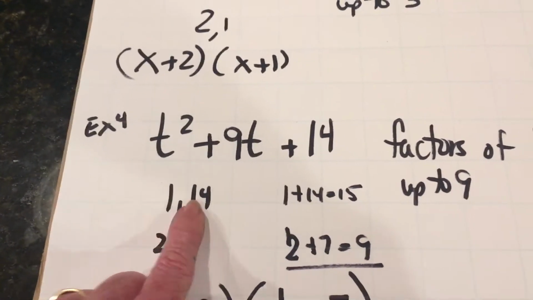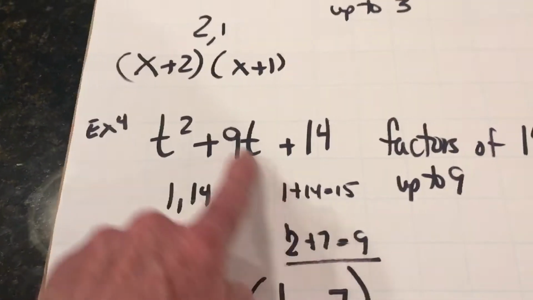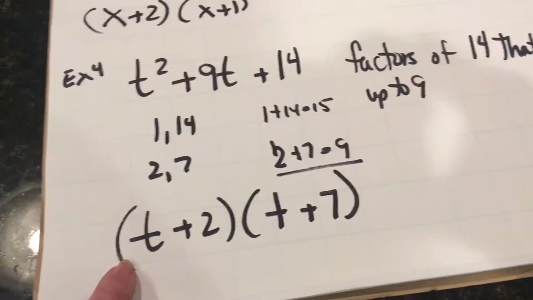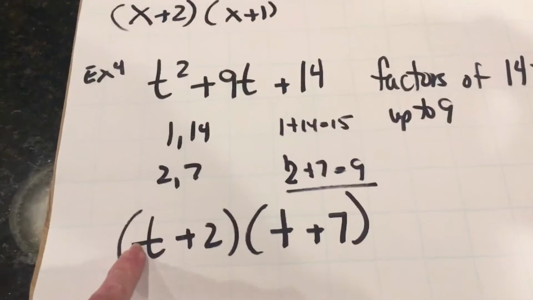When you add 1 and 14, you get 15. That one doesn't work. 2 and 7 you add together to get you 9. That's what we're trying to get. So you're going to make it t plus 2 and t plus 7. We're going to check our work by FOIL.